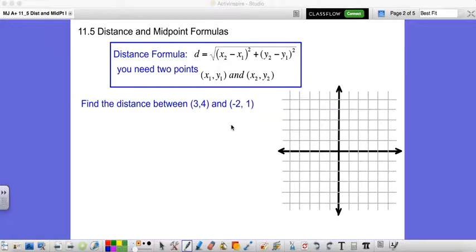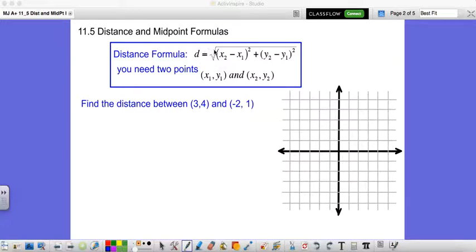Okay, in 11.5 we're looking at two different formulas. It's the distance and midpoint formulas. Both of these formulas work when you're just given 2 points. So if you're given 2 points, we can call them x1, y1, and x2, y2. This is just the x-coordinate, y-coordinate of the first point, x-coordinate, y-coordinate of the second point. The distance formula would measure the distance between those 2 points, and that is as follows.